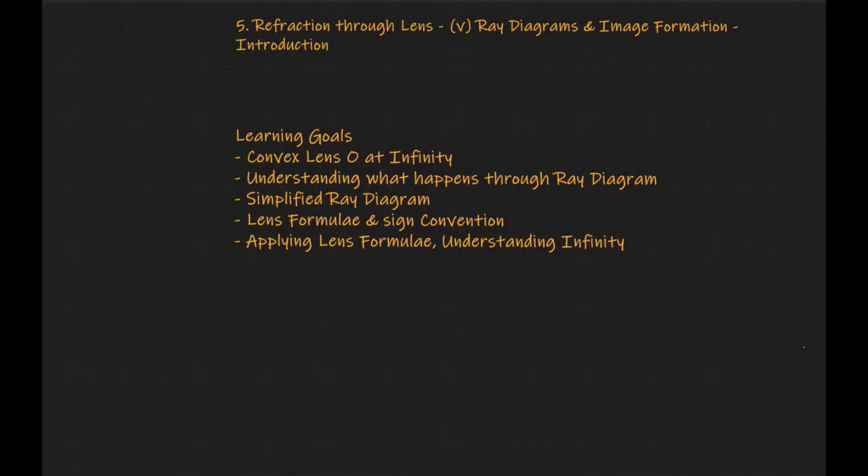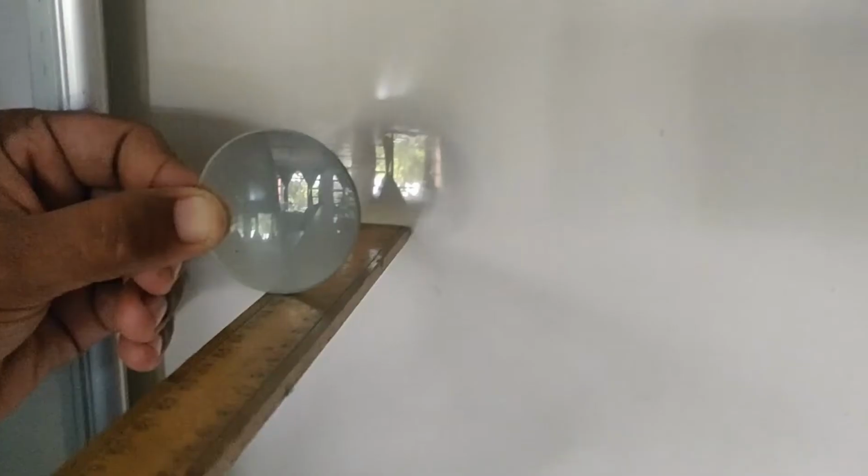Welcome to this video on refraction through lens, where we're going to see ray diagrams and image formation, and this is just an introduction. So for understanding ray diagrams and image formation, we're going to study convex lens with object at infinity. So let's see how an image is formed when object is at infinity.